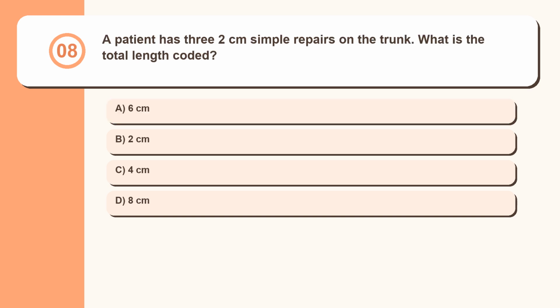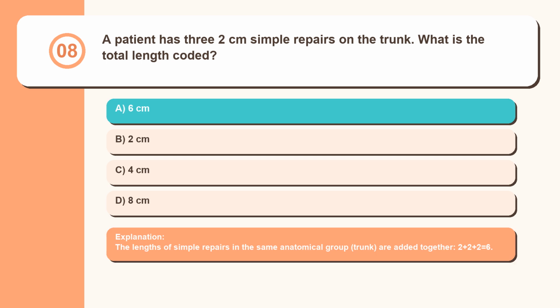Question 8. A patient has three 2 cm simple repairs on the trunk. What is the total length coded? 6 cm, 2 cm, 4 cm, 8 cm. The lengths of simple repairs in the same anatomical group, trunk, are added together. 2 plus 2 plus 2 equals 6.